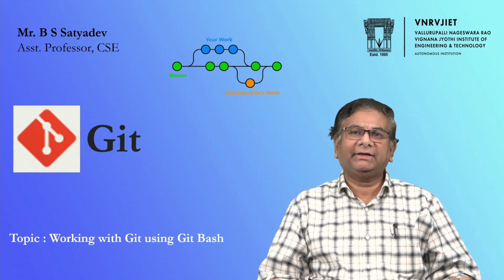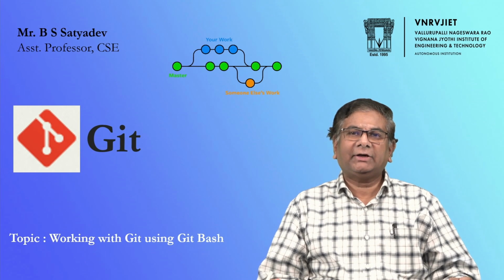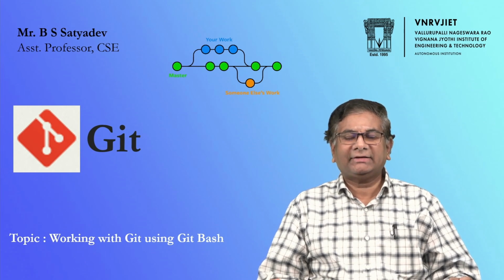In the last presentation, I talked about version control systems, various types of version control system, and I also talked about Git. Git is a distributed version control system. That's what I talked about. And I also talked about it is a content-based version control system.